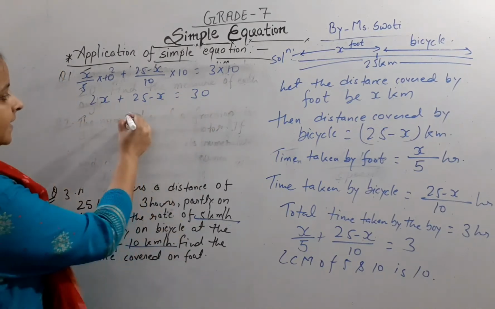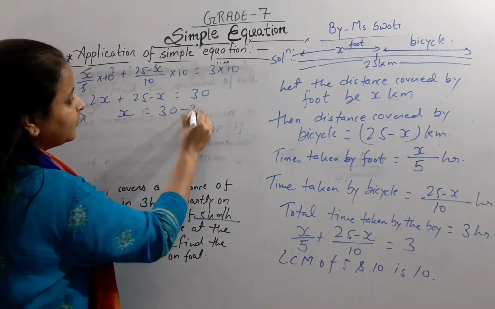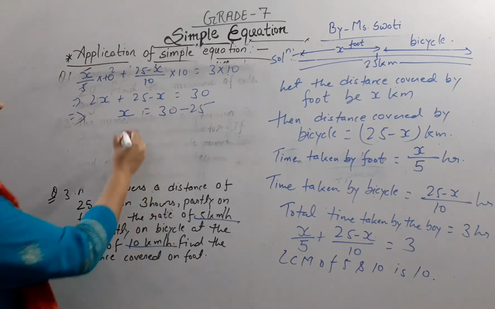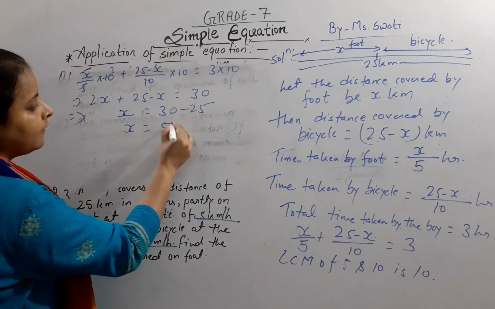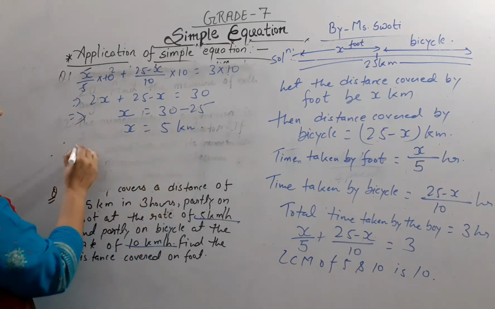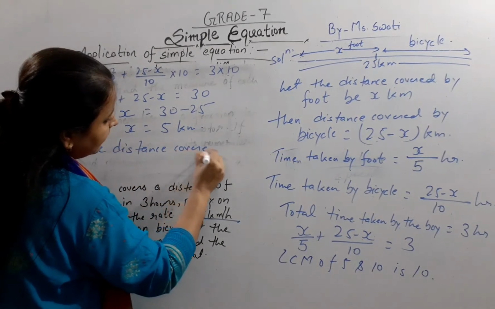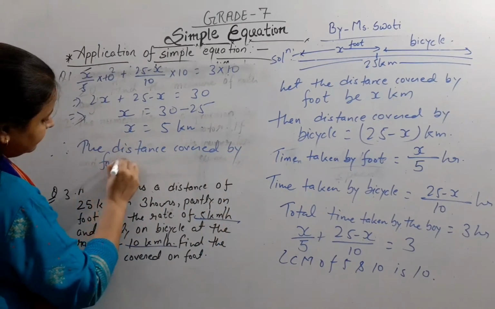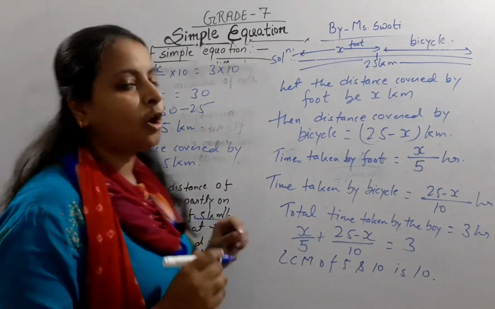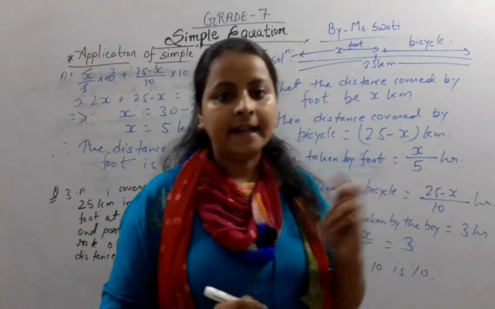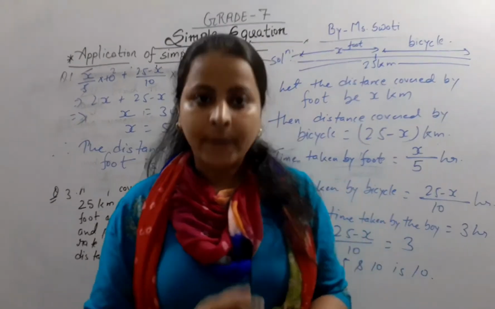Now 2x minus x, it is x, plus 25 is equal to 30. Now we change the position of 25, it becomes minus 25, and x is 30 minus 25, what do we get? We get 5 km. Therefore, the distance covered by foot is 5 km. It means 5 km distance he covered by foot and the rest, 25 minus 5, that is 20 km distance he covered by bicycle.